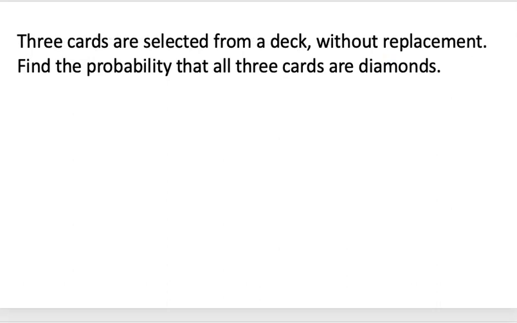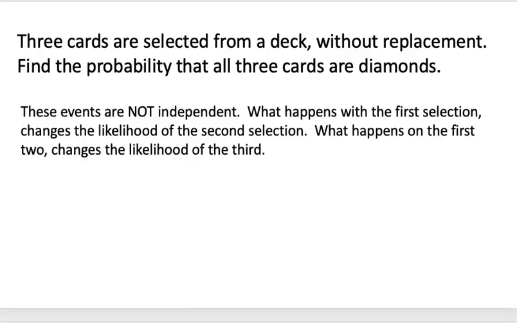And here we're going to extend this rule as well. So we're going to say 3 cards are selected from a deck without replacement again. Find the probability that all 3 cards are diamonds. So diamond on the first, diamond on the second, diamond on the third, not independent. So we had our rule, probability of A times probability of B given A. That we need to also extend. So again, not independent. What happens earlier affects the likelihood of what happens later.